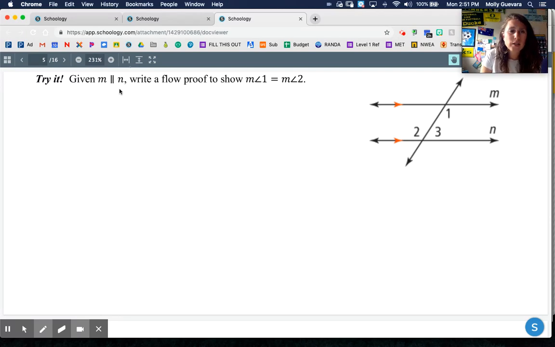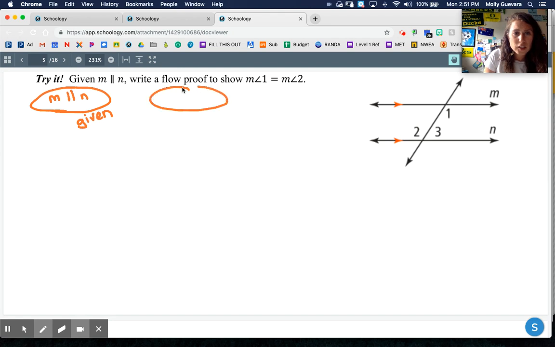Okay, so the last one is I'm given that M and N are parallel. So that's good. And I want to write a proof to show that 1 and 2 are equal. Okay, so right, we always start with what we're given. So M is parallel to N. That's given. Then I'm going to write down anything else that I know. So I know that angle 2 plus angle 3 equals 180, right? Because they're a linear pair.